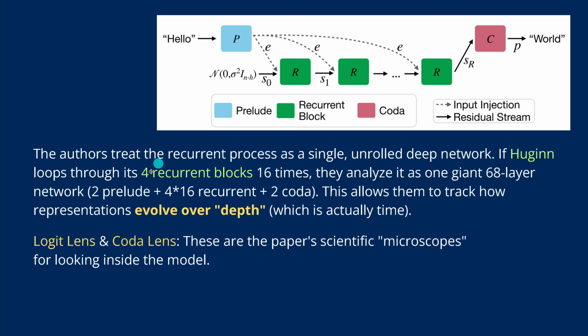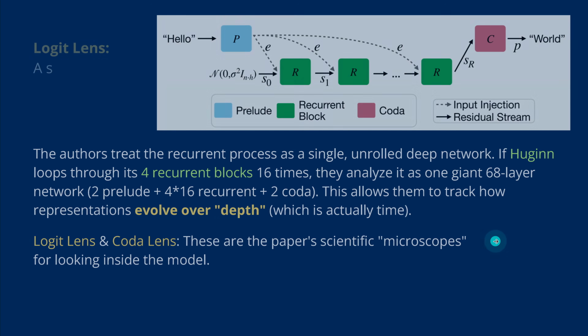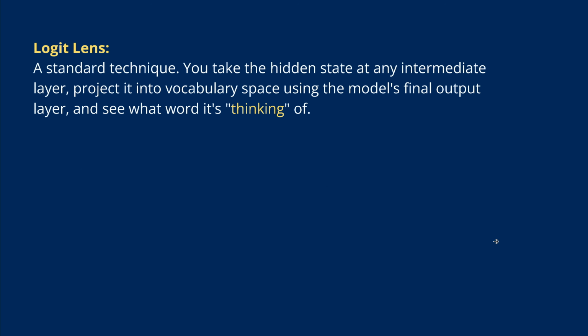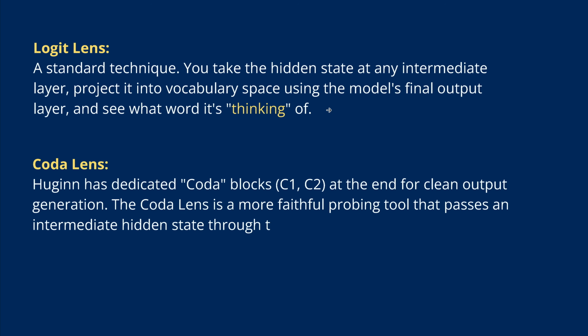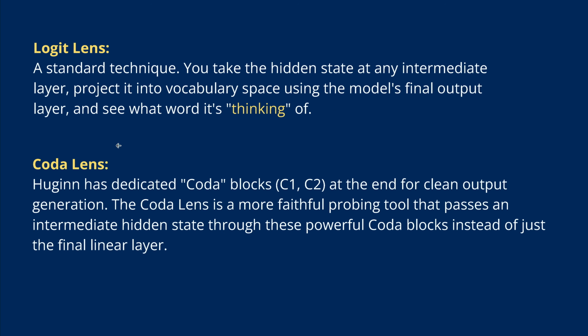And now to our 2 piercing microphones. These are the paper's scientific microscopes for looking inside the model. Let's explain them. It's very simple. The logit lens is a standard technique that you know. You just take a hidden state at any intermediate layer, project it into the vocabulary space using the model's final output layer, and see what word the model is currently thinking of. Couldn't be easier.